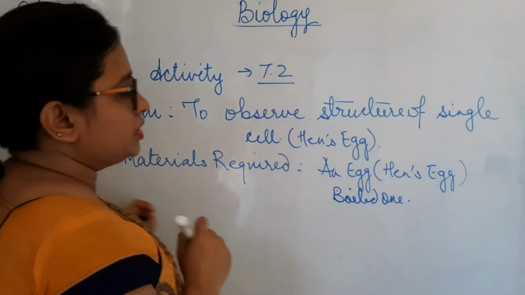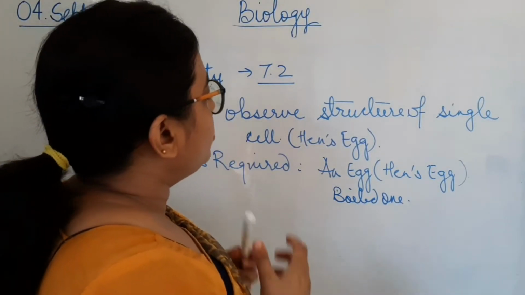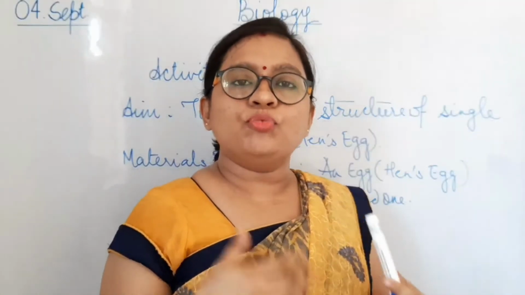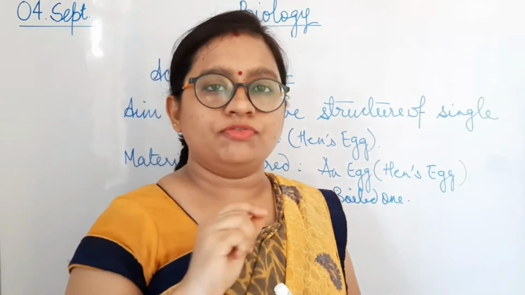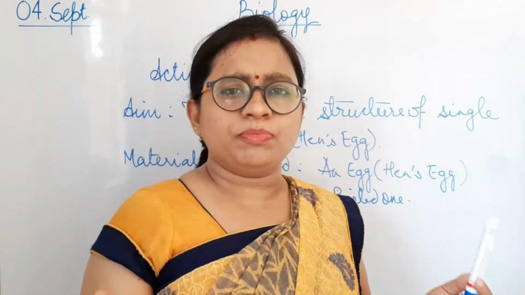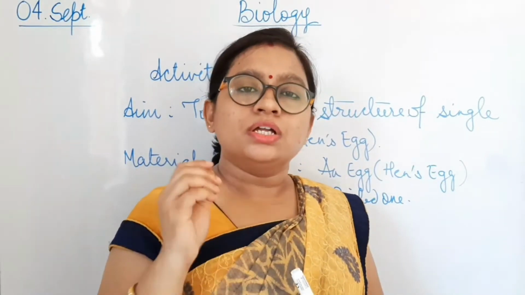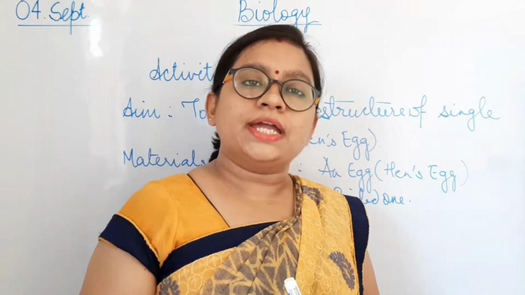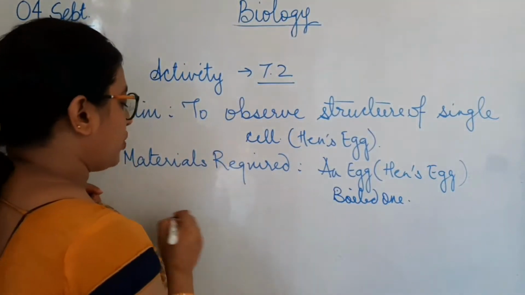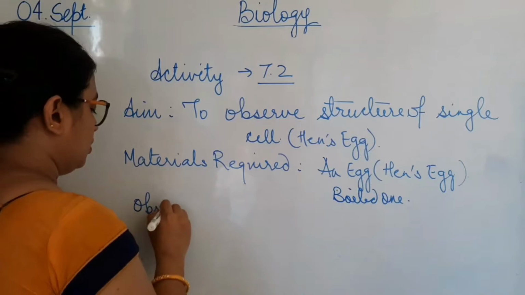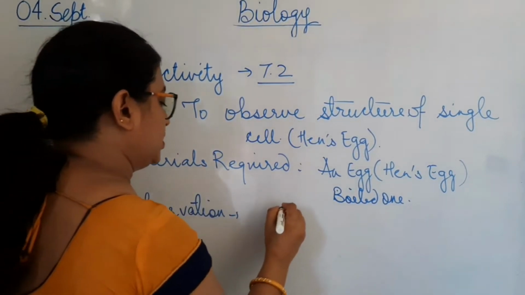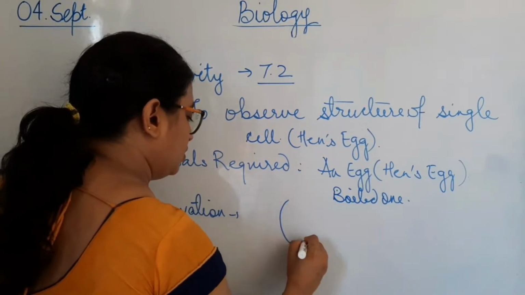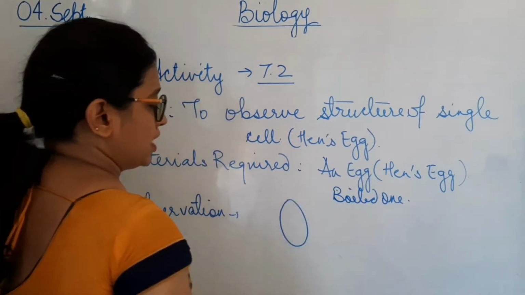Now what you have to do in this activity is take a hen's egg and boil it. After boiling it, once it is cooled down, just remove the shell from the egg, which I think you must have done a number of times. Just remove the shell of the egg and cut it in half. So what you are going to see, I am going to draw the diagram under observation. The egg of the hen looks like this.